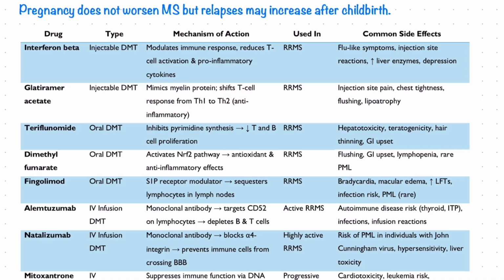Then glatiramer acetate, which is also an injectable DMT, mimics myelin protein and shifts T cell response from Th1 to Th2, which is anti-inflammatory. It is again used in relapsing remitting MS. Injection site pain, chest tightness, and flushing, lipoatrophy may be the common side effects.